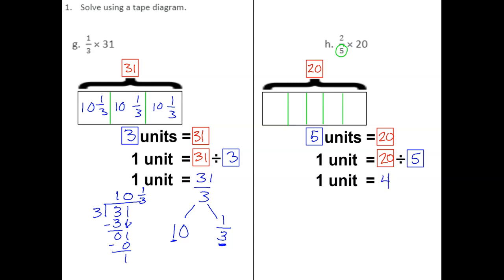So that means 1 unit is equal to 4. We're trying to find out how much 2 units is equal to. So if 1 unit is equal to 4, 2 units equals 8, 12, 16, 20. So we know we're looking for these 2. We know that that's equal to 8 units. Let's go ahead and put this up top too.